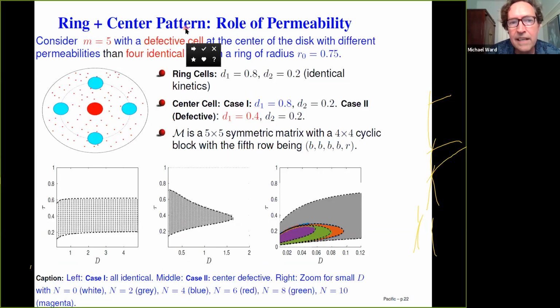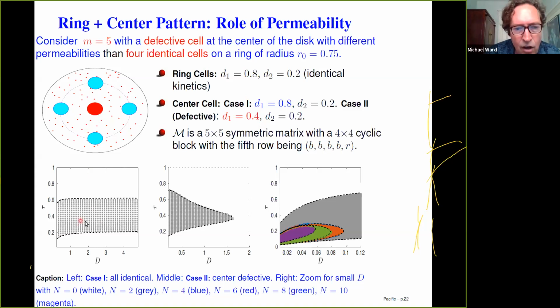Okay, what's the effect of a center cell that's defective? So this is another example that you can do a very nice analytical theory for on the GCEP matrix, where the ring cells are all identical. M equals 5 cells, 4 identical, 1 defective. So ring cells are all identical with these permeability parameters. And now here's a defective cell at the center with a small d1. What does d1 mean again? d1 is the measure of the influx of the bulk signal into the cell. So this cell is not as happy to absorb the bulk signal.